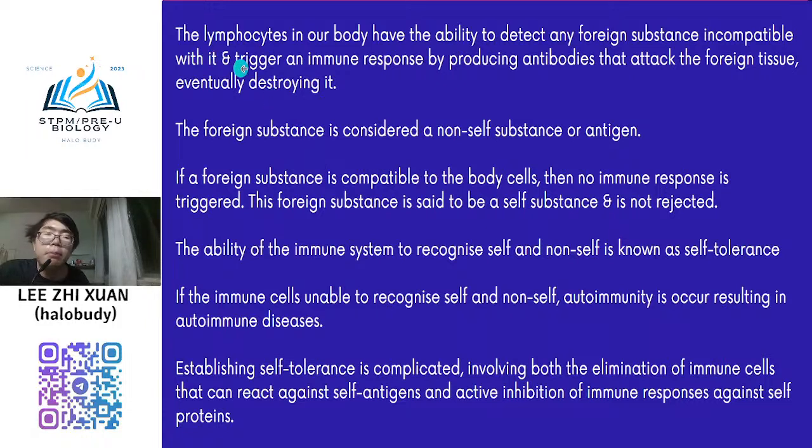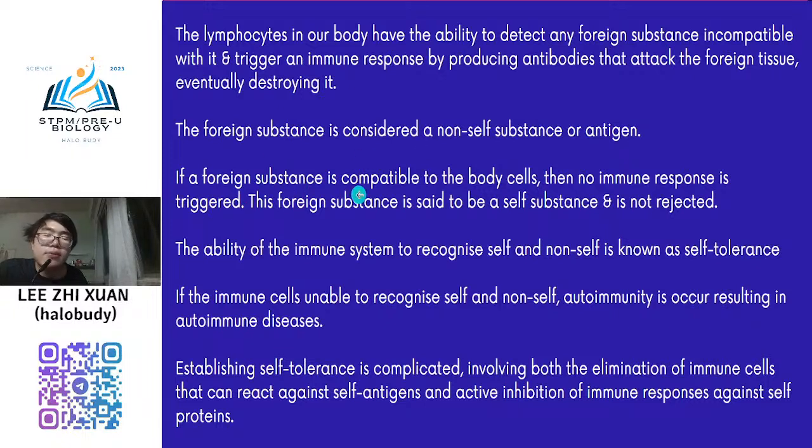The lymphocytes in our body have the ability to detect any foreign substance incompatible with them and trigger an immune response by producing antibody. So this is the general condition. If there is any foreign substance, any foreign antigen inside our body, the adaptive immune response will be triggered. The foreign substance is considered a non-self substance or antigen. Any foreign antigen is regarded as non-self because it is not produced by our own body.